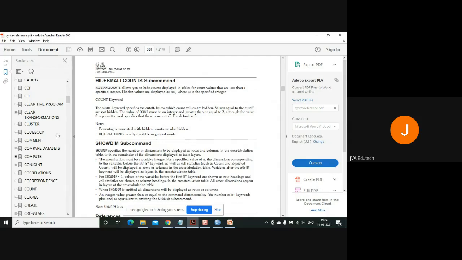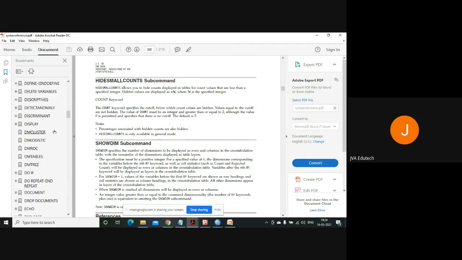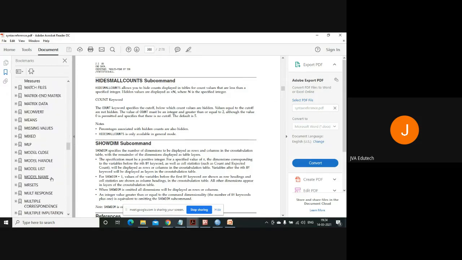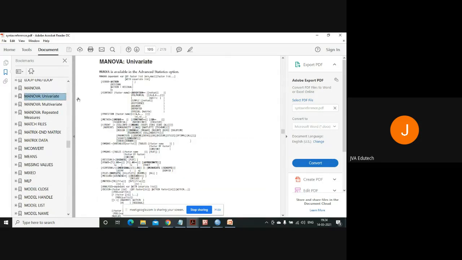My version, at least my 22.0 version. So what I can do, I can just simply take this syntax and run that syntax. Actually, what happens in SPSS when you click on any command is that in the background it runs its syntax only. So I can take the syntax from here for whatever I want. Let's say I want to do univariate MANOVA. Here is the syntax. I can simply take all this syntax, run it, and my work will be done.